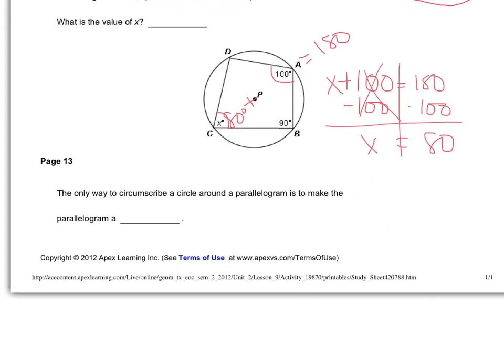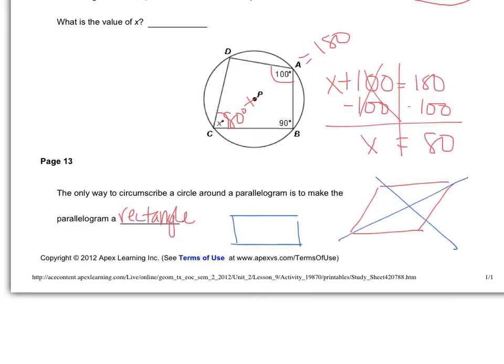So the only way to circumscribe a circle around a parallelogram, and remember parallelograms, you learned about those in Unit 1, parallelograms look like this, the only way to circumscribe a circle around a parallelogram is to actually make that parallelogram a rectangle. So you cannot draw a circle around this shape. You can only draw a circle around a rectangle. And notice that this here is not a parallelogram or a rectangle. It's just a quadrilateral because it has 4 sides and there's no other characteristics about it that make sense.